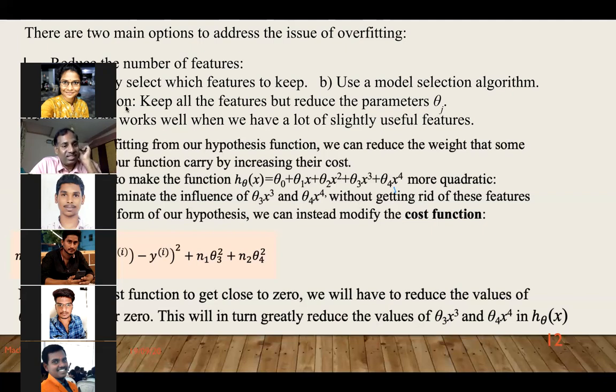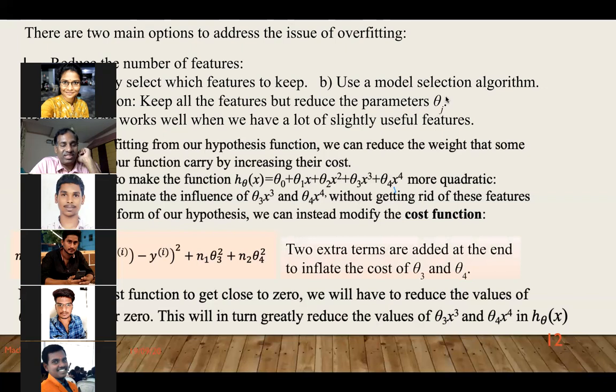The second thing is regularization. Another solution is to keep all the features but reduce the parameters theta. Whatever weights you are assigning, theta naught, theta 1, theta 2, those weights should become small numbers instead of big numbers. That is one way you can reduce overfitting. That is called regularization. How to keep your coefficients, the weights, small numbers. Regularization works well when we have a lot of slightly useful features.